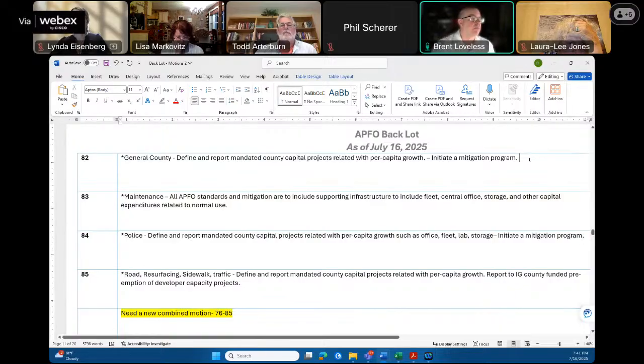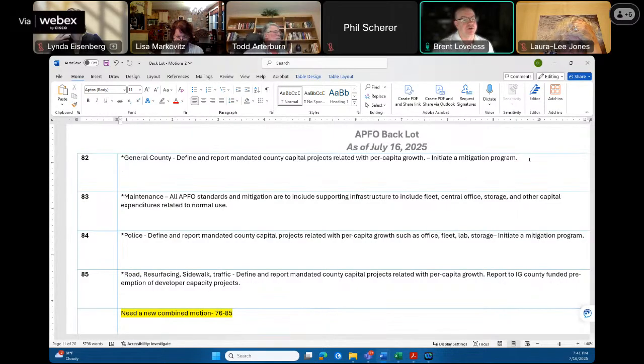General county, the motion is to define and report mandated county capital projects related with per capita growth. Initiate a mitigation program. Any second? Can I ask a question? Go ahead, Lord. What do you mean by general county? I don't even know what that means. That is from the county budget. General county is one of the largest areas of the budget, and it covers a significant amount of infrastructure items that we don't traditionally think of.